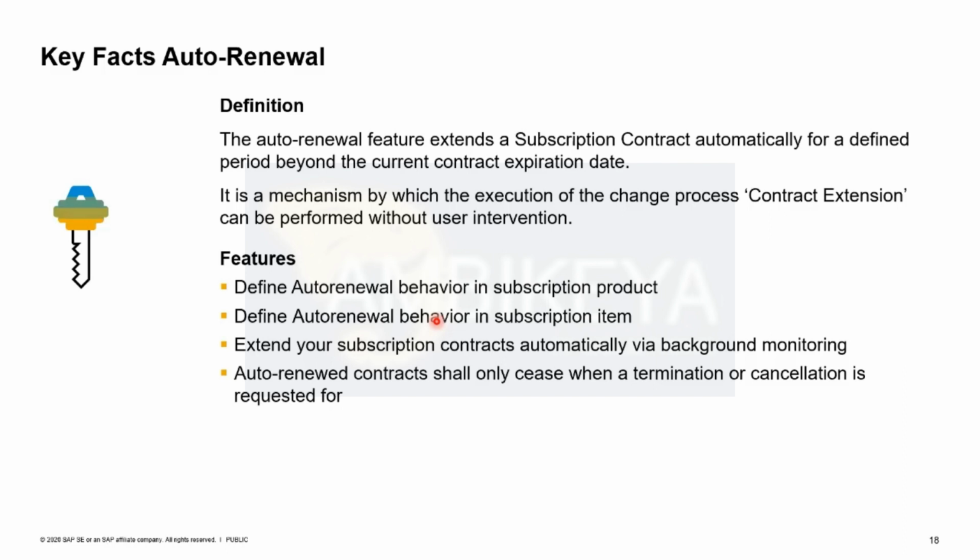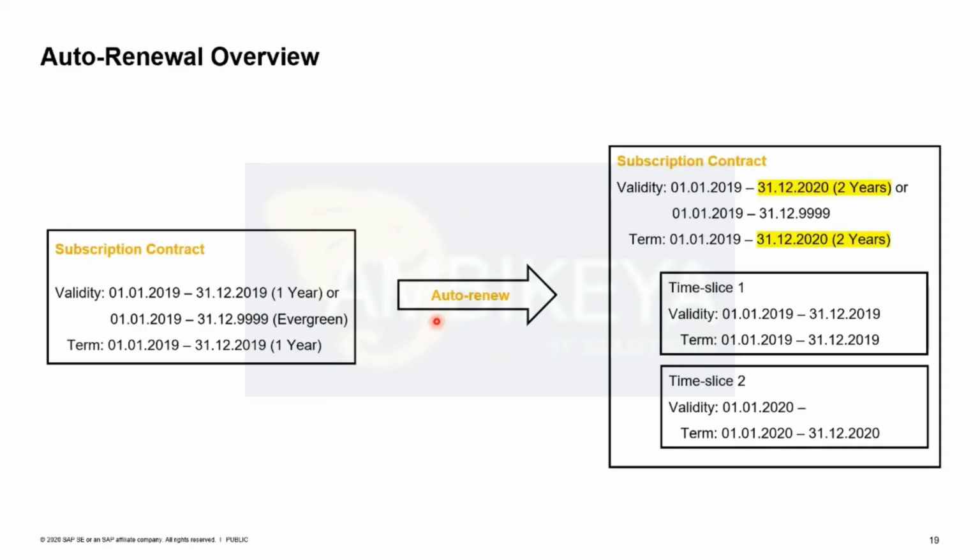But if at a later point in time during the contract run time, the customer changes his mind to change these settings, it is still possible by executing the auto renewal change process. These are the features that are supported for auto renewal.